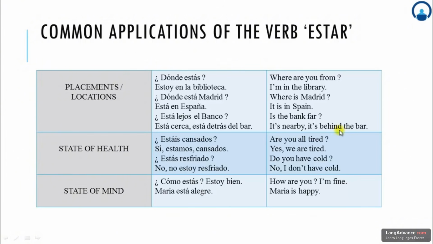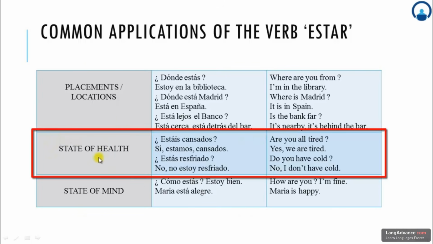Now suppose these two persons are standing behind the bar already. Now the statement is changed. Right? He won't say it is behind the bar again. He'll say that it's just opposite to the bar. And that's how the location has changed. And that's the reason that placements and locations in this case are used with the verb estar, for the variable state.